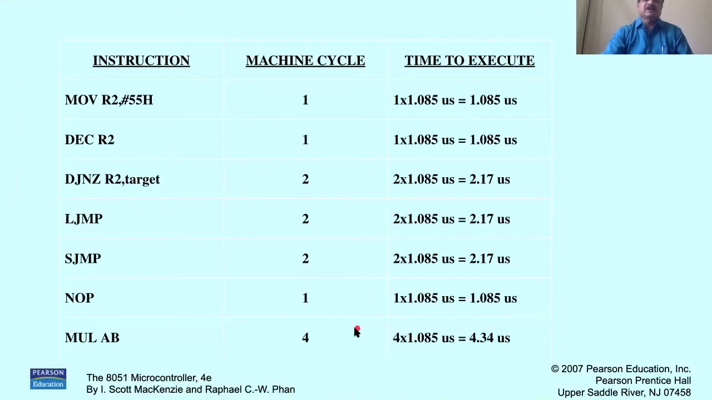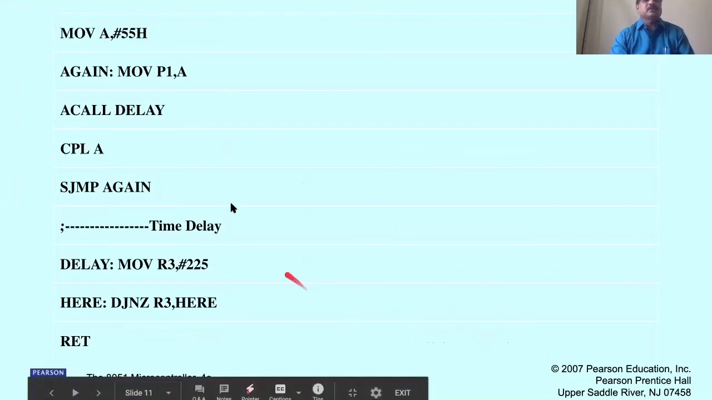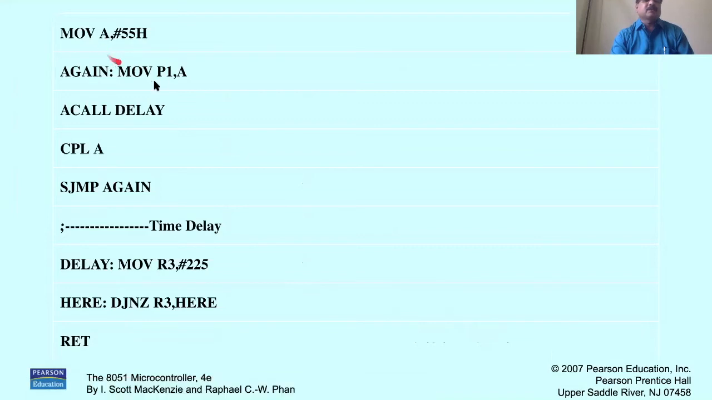Now, once you understand this, let us go through a small delay routine to understand how the delay is calculated. Here is the program where initially the 55 data is taken in the accumulator and outputted on port 1. Then a delay is called, then the data in the accumulator is complemented, and a jump is used again. So alternately, the data will be flashed on port 1. And for that, the delay routine is called using the absolute call instruction. Now let us see what the delay routine is.